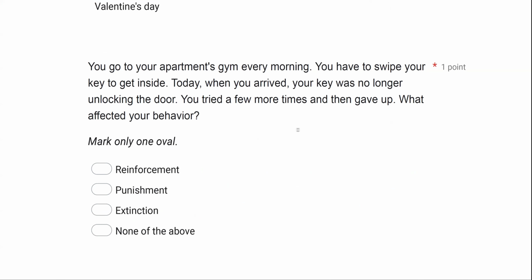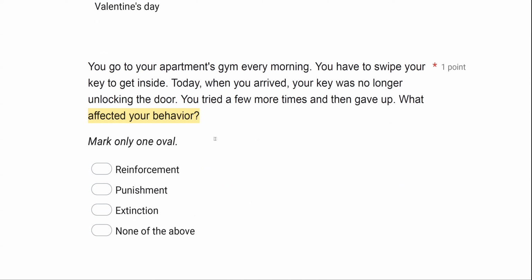You go to your apartment's gym every morning. You have to swipe your key to get inside. Today, when you arrived, your key was no longer unlocking the door. You tried a few more times and then gave up. What affected your behavior? So we have a behavior change question, and with the behavior change question, we're typically looking at consequences. Consequences affect future behavior. So what behavior are we looking at here?